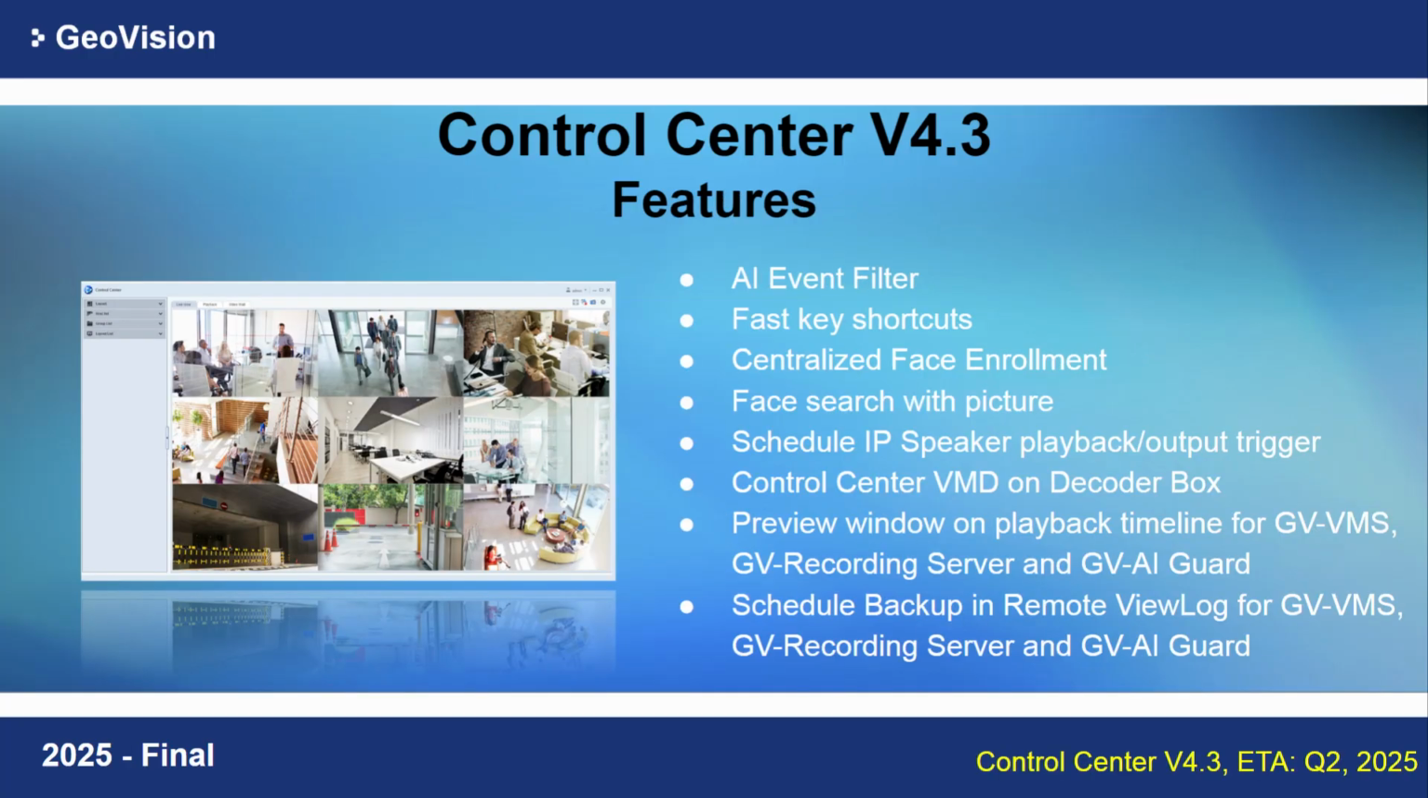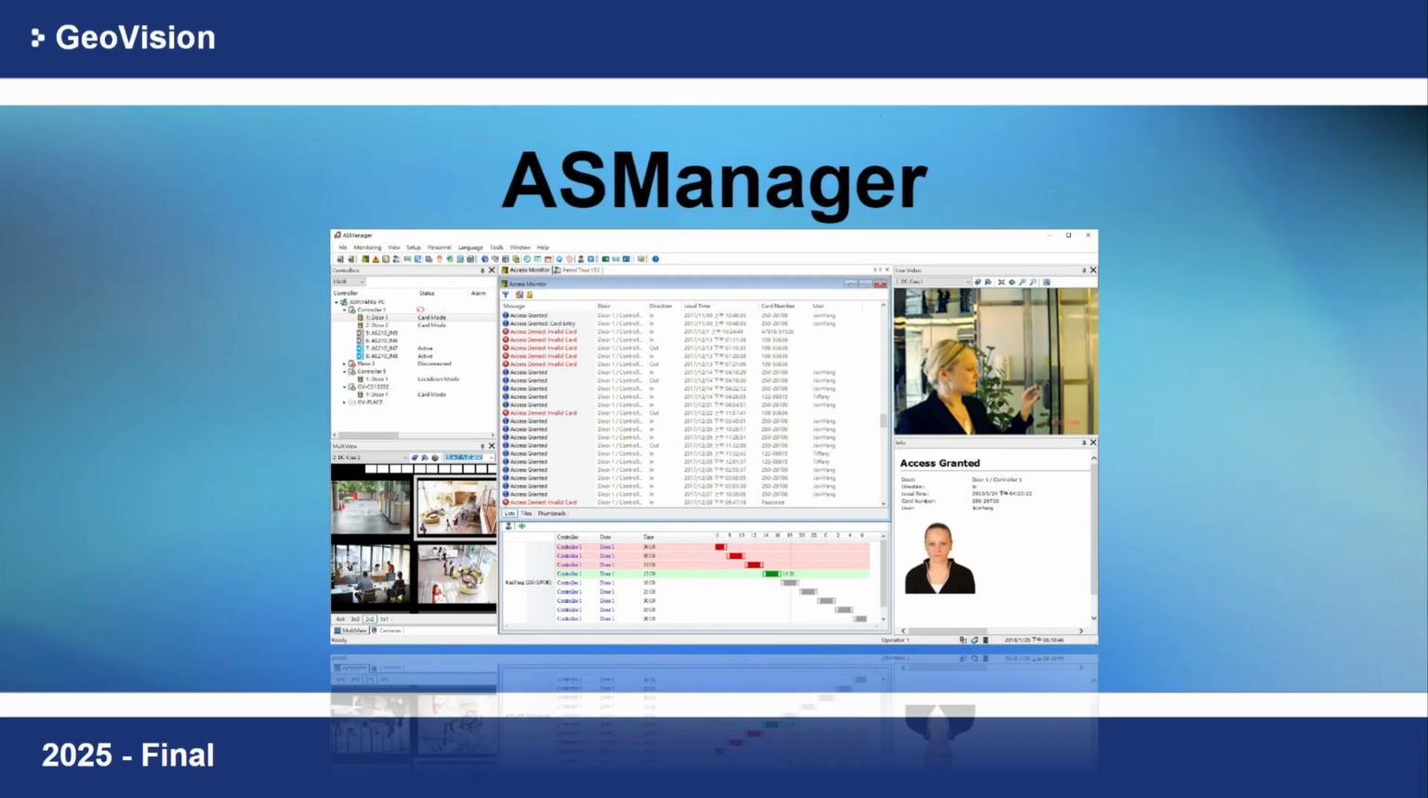Other features of Control Center version 4.3 include fast key shortcuts, scheduling IP speaker playback and output triggers, preview window on playback timeline, and scheduling recording backups when connecting to VMS, recording server and AI Guard hosts. ASManager.